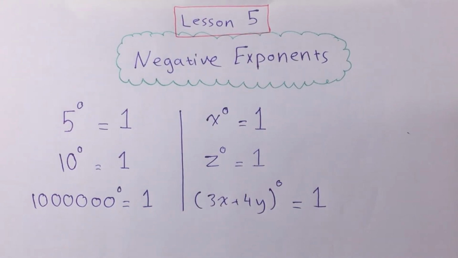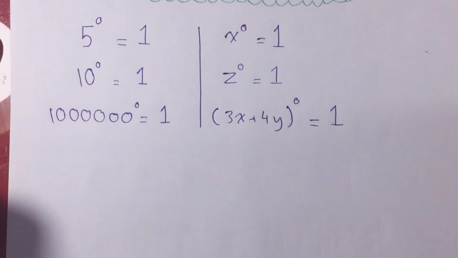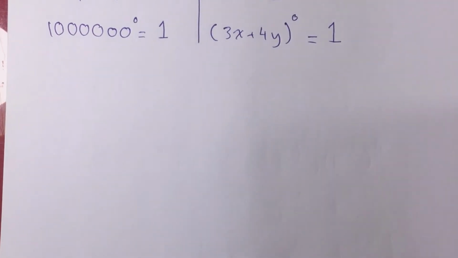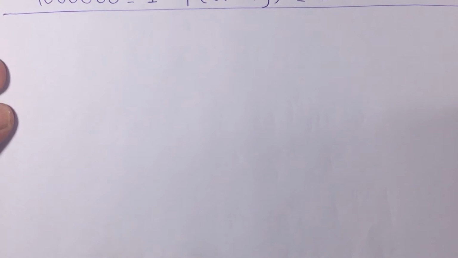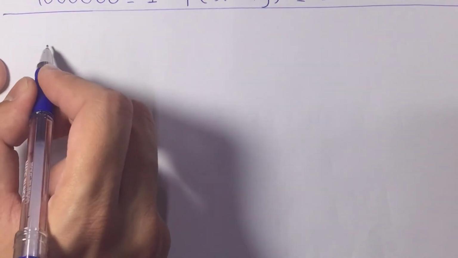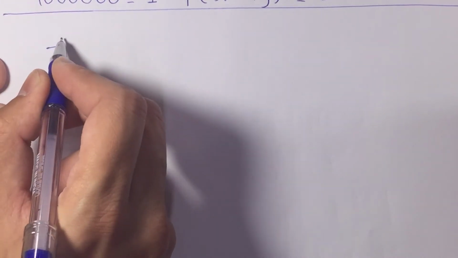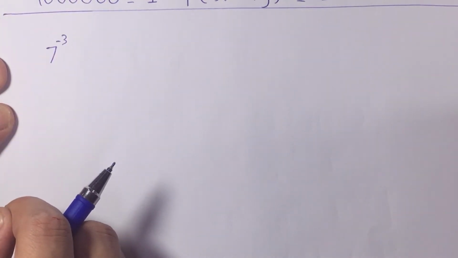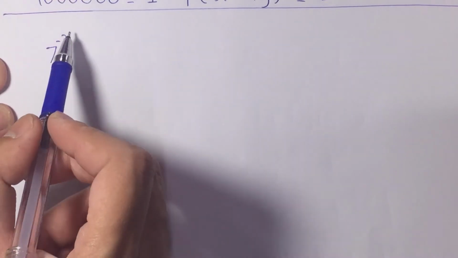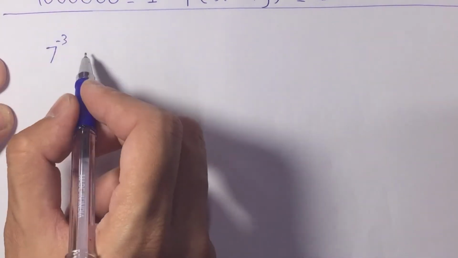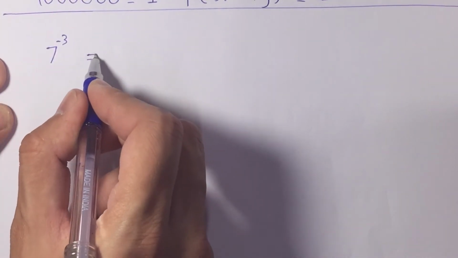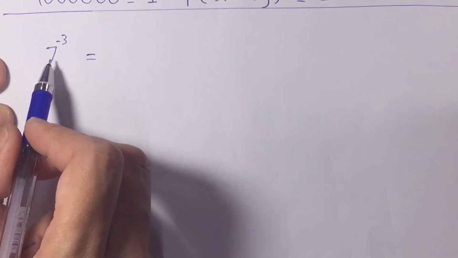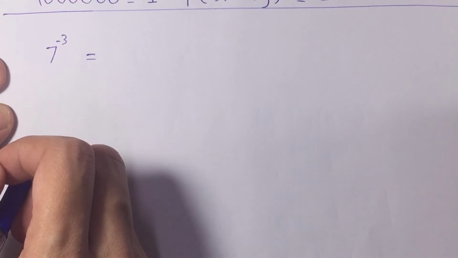Okay, now negative exponents. What do we mean by negative exponents? How do we calculate them? To calculate negative exponents, let's have an example. Let's say that we have 7 to the power of negative 3. How can we calculate this? What do we mean by this negative exponent? Actually, it means that we have to reverse this number. Is this number in the numerator or in the denominator?